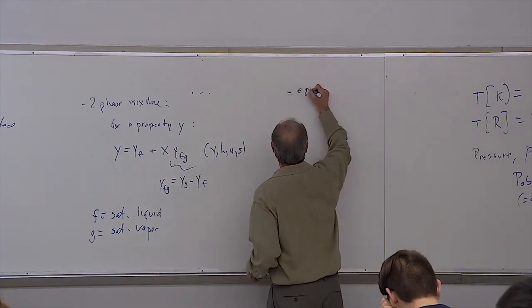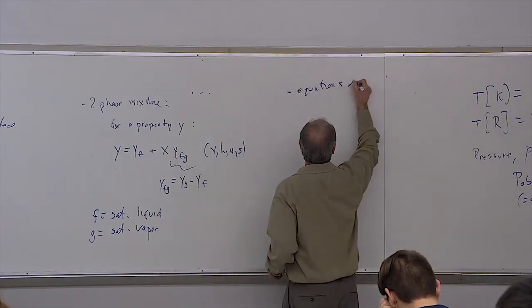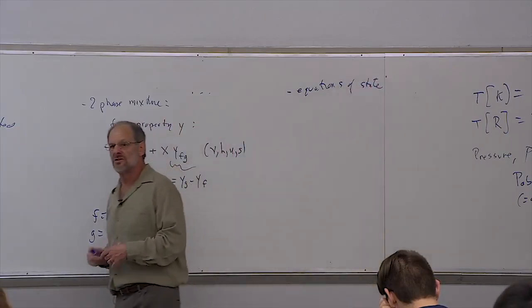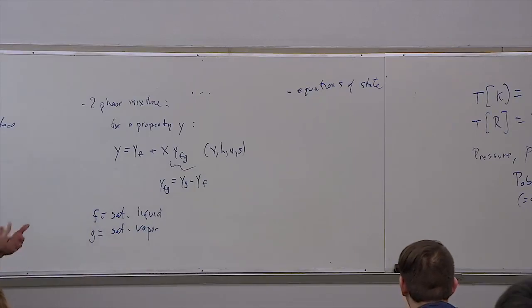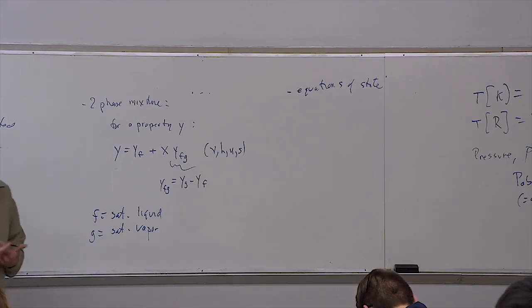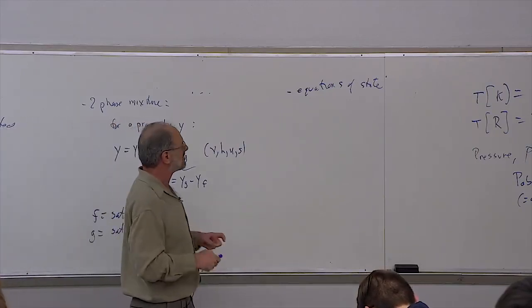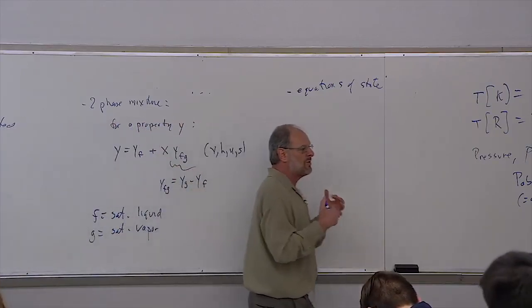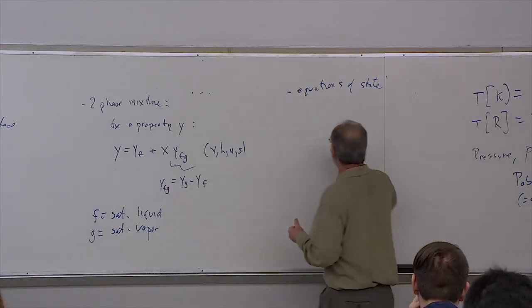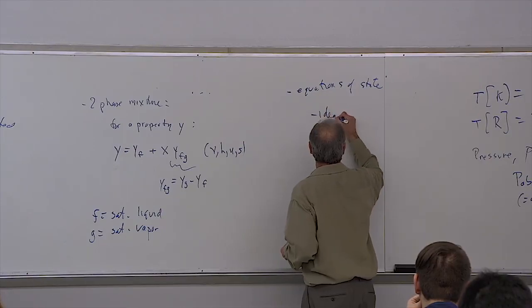Now, it is possible, instead of using property tables, to actually use equations. And we call these equations of state because it relates different thermodynamic properties at the particular state of a particular substance. So these are called equations of state. Now, the only equation of state that we really would like to use on a regular basis involves the ideal gas.